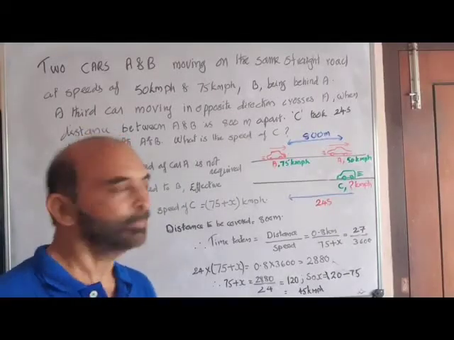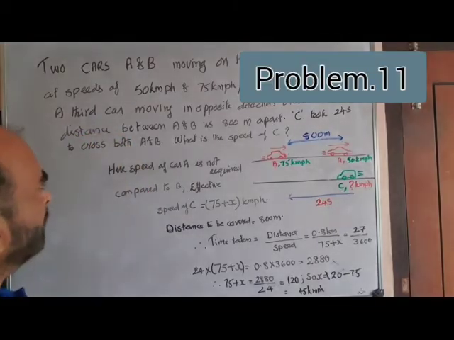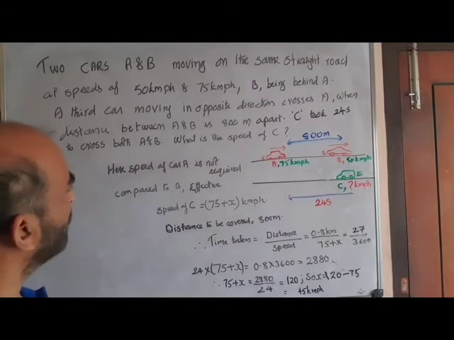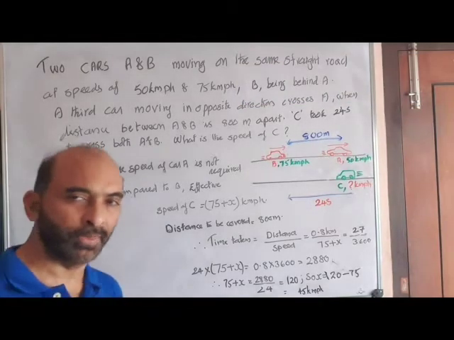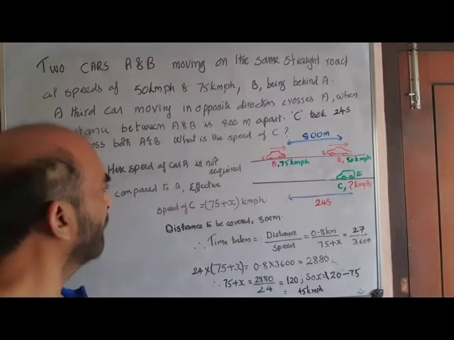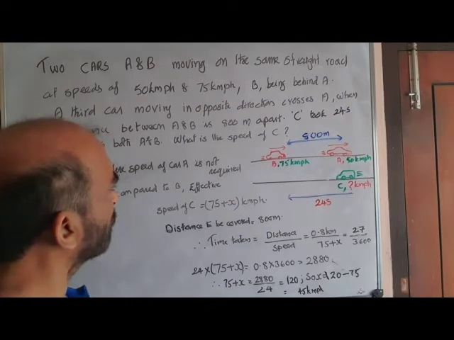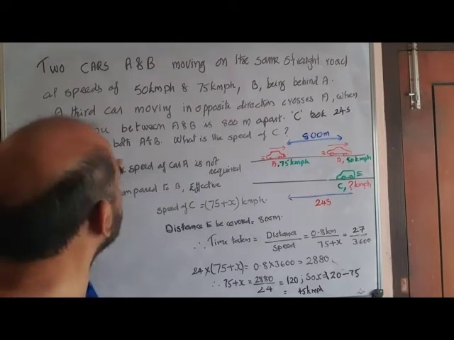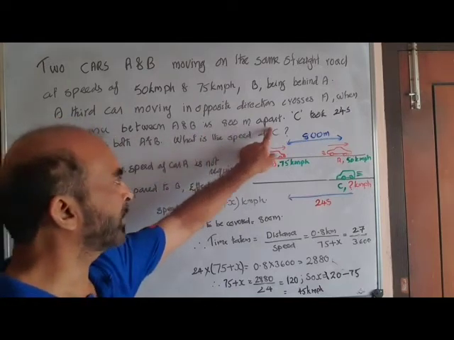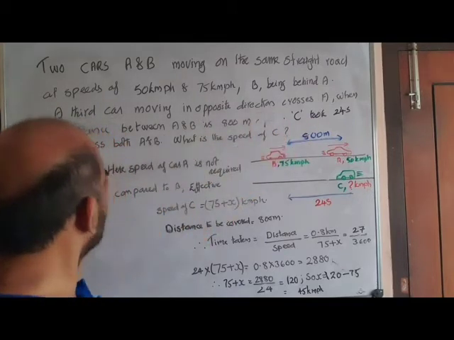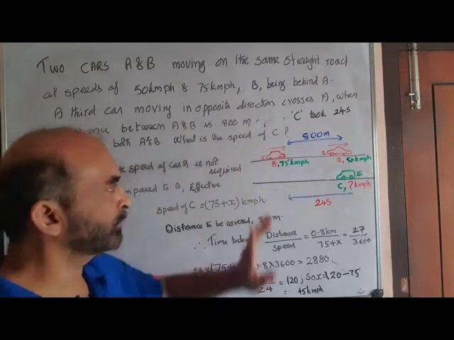Next problem. Two cars A and B are moving on the same straight road at speeds of 50 km per hour and 75 km per hour, B being behind A. A third car moving in the opposite direction crosses A when the distance between A and B is 800 meters. C took 24 seconds to cross both A and B. What is the speed of C?